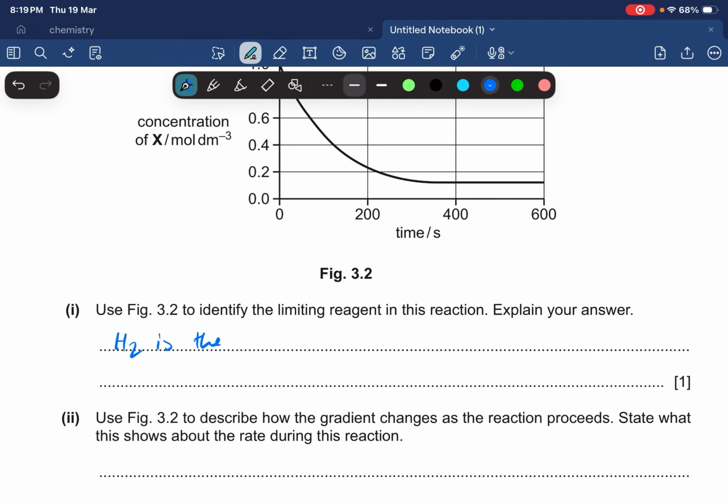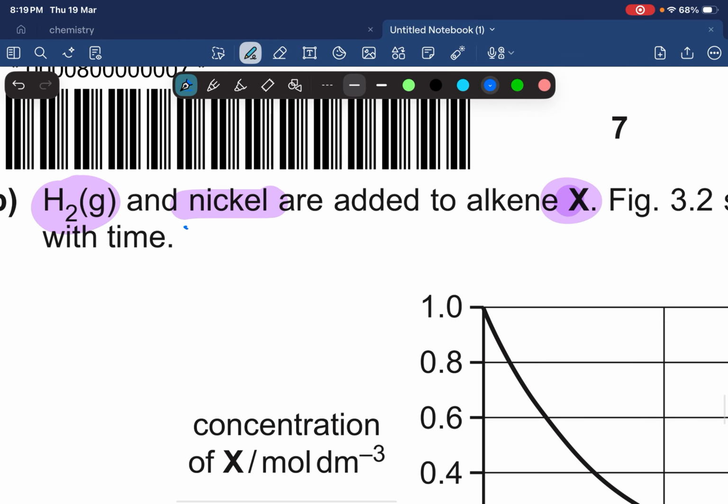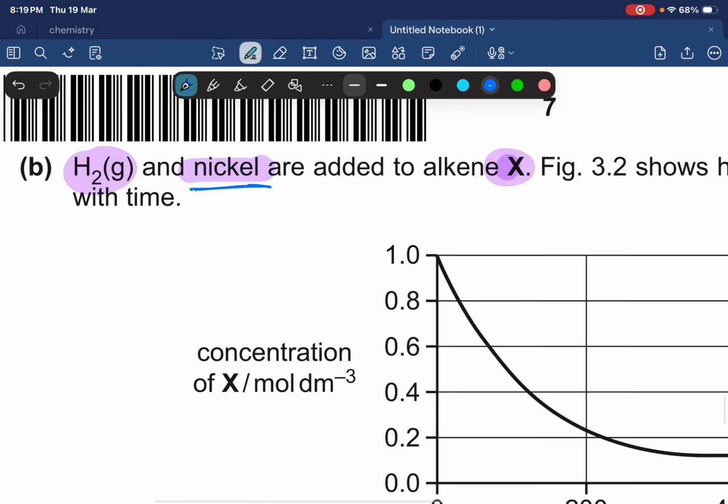H2 is the... please, I wonder if someone writes nickel is the limiting reactant. No, it's the catalyst. It's going to be regenerated at the end of the reaction. It's not going to be used up.